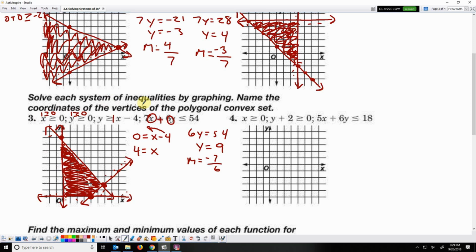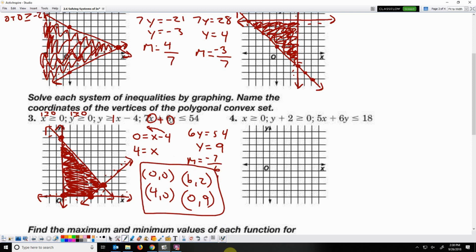Okay? Now, it says, name the coordinates of the vertices of the polygonal convex set. So that means just name the corners of this polygon. So I've got a point at 0, 0, a point at 4, 0, then a point at 6, 2, and a point at 0, 9. So those are the coordinates of the polygonal convex set.